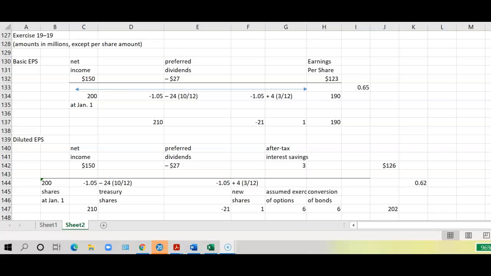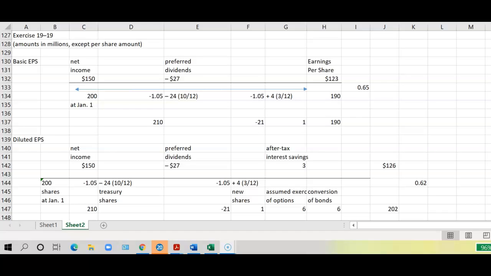had 200 million shares of common stock and 3 million shares of the 9% $100 par value cumulative preferred stock issued and outstanding. On March 1st, 2021, Berkshire purchased 24 million shares of common stock as treasury stock. Berkshire issued a 5% common stock dividend on July 1st, 2021. 4 million treasury shares were sold on October 1st. Net income for the year December 31st, 2021 was $150 million, and the income tax rate is 25%.